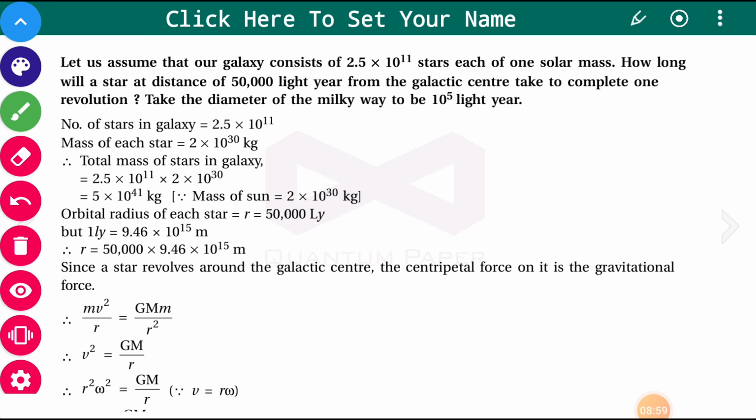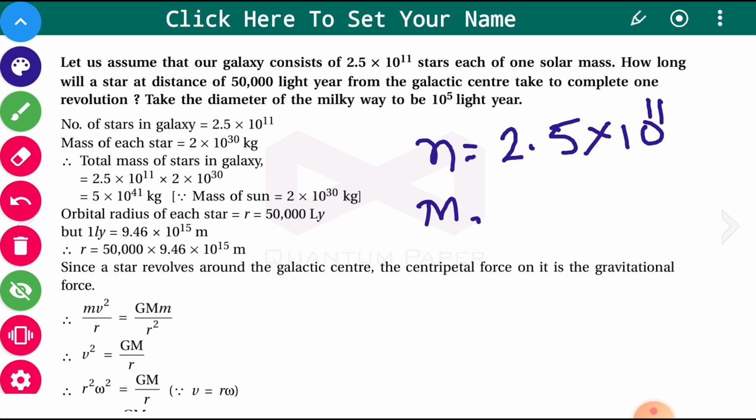Now we talk about numerical number 8.5. Let us assume that our galaxy consists of 2.5 into 10 raised to 11 stars. So the number of stars in a galaxy is 2.5 into 10 raised to 11, and each star has one solar mass. Now the mass of the Sun is known to us: 2 into 10 raised to 30 kg.